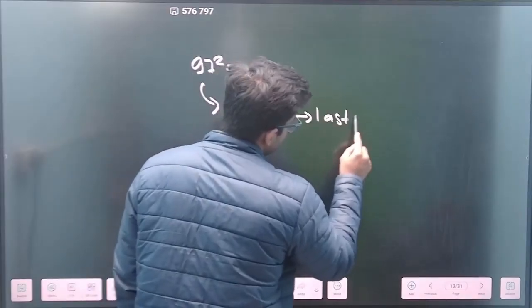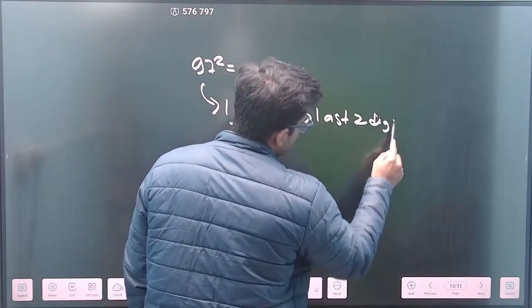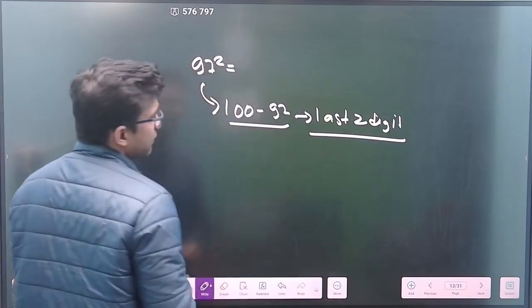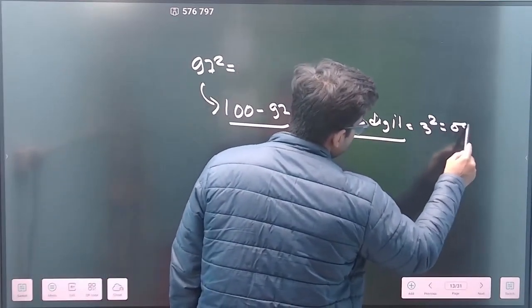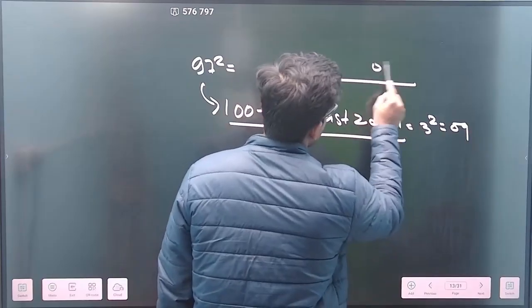100 minus 97 will give you the last 2 digits, which would be 3. 3 squared would be 09. Then write down 09 over here.